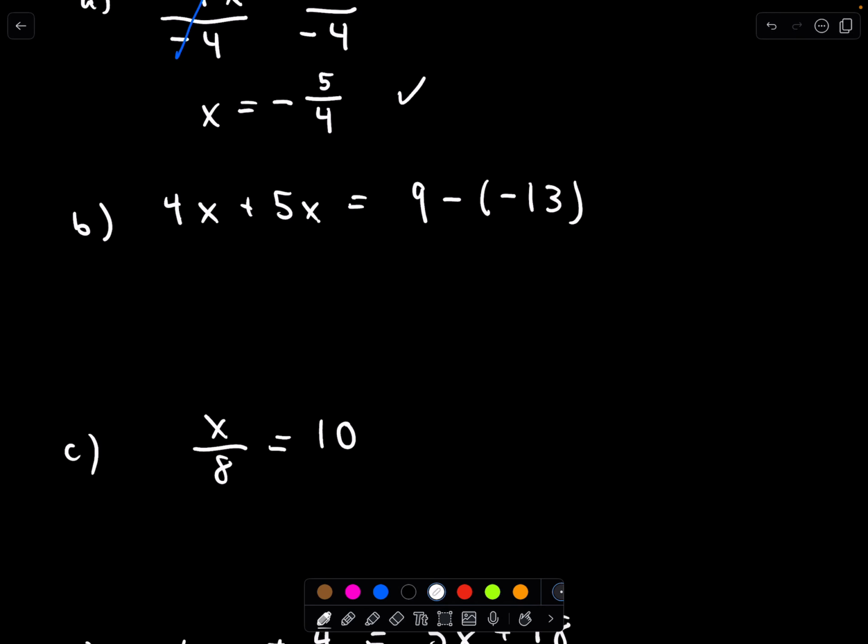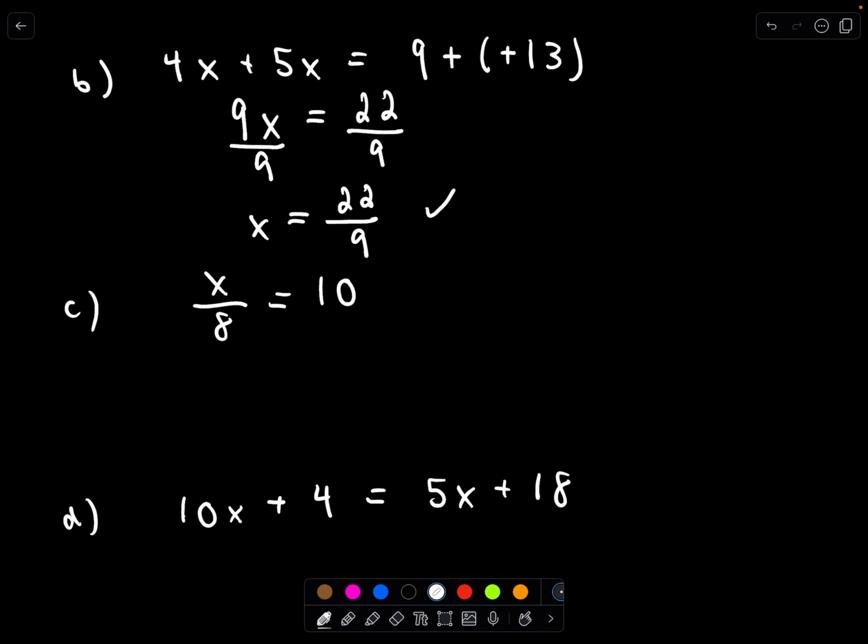Okay, so part B here, we have 4x plus 5x equals 9 minus negative 13. So in this case, I think we can start off by simply combining our like terms on each side. On the left side, 4x plus 5x, those are like terms. I can just add and get 9x. And on the right, 9 minus negative 13. Well, those two negatives make a positive. That's the same thing as 9 plus 13, or 22. And now, much like our first example, to get rid of that 9, we can just divide both sides by 9. That would give us x equals 22 divided by 9. Again, that doesn't reduce, so that would be my solution.